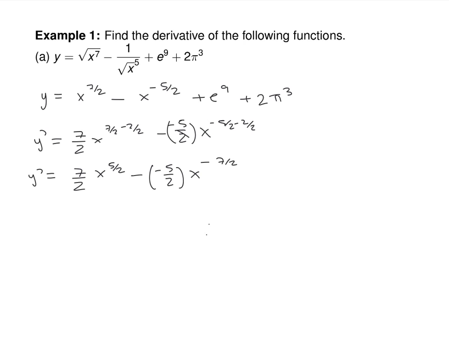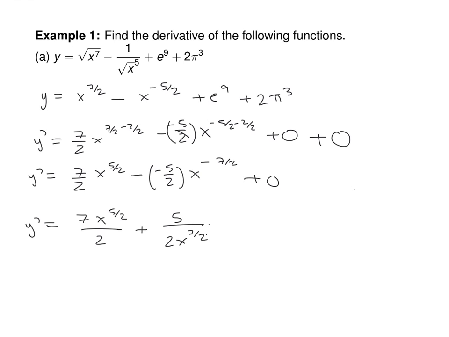Okay, and then what's the derivative of e to the 9th? 0. What's the derivative of 2 pi cubed? 0. Don't let me trick you with those tricky constants. So 7x to the 5 halves over 2 plus 5 over 2x to the 7 halves.